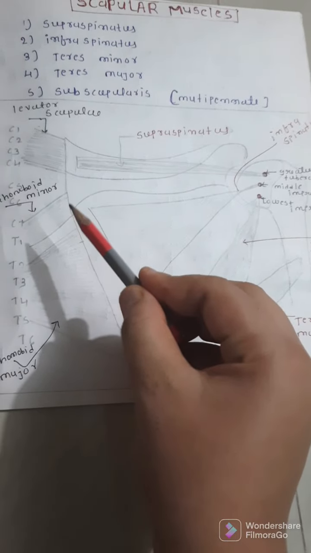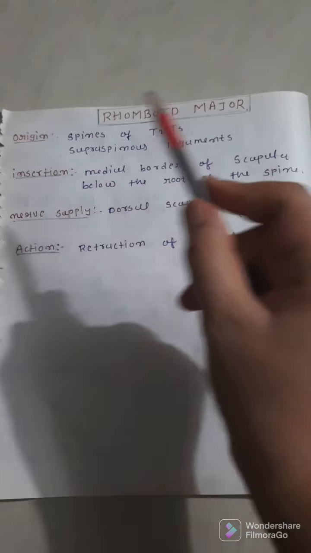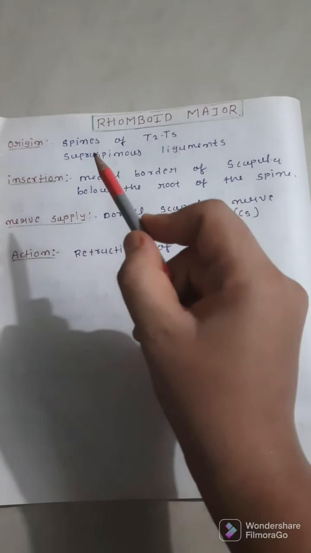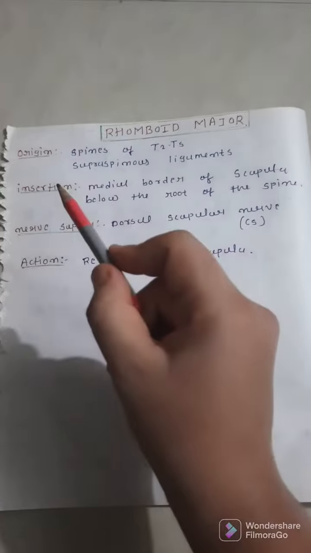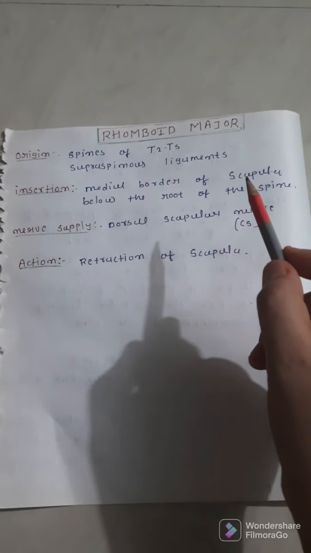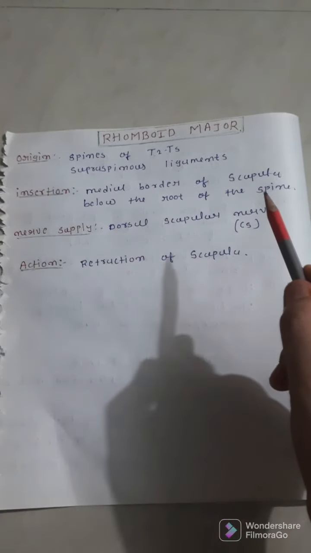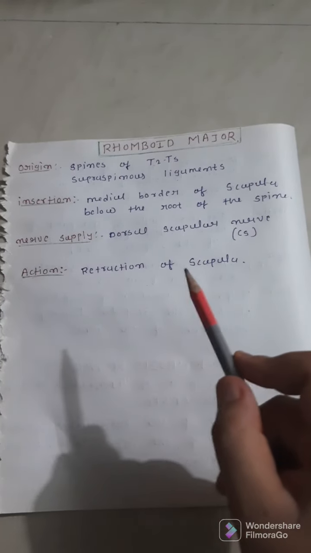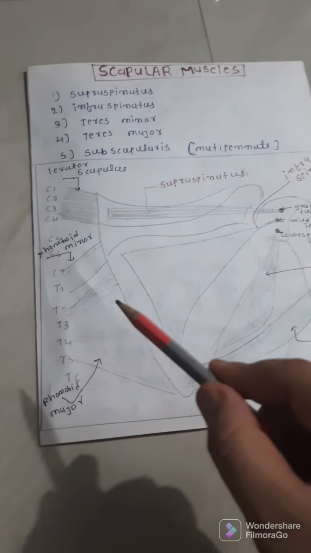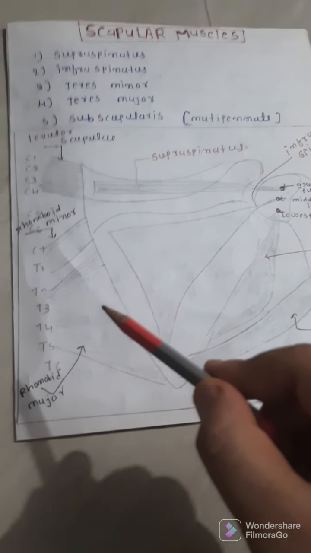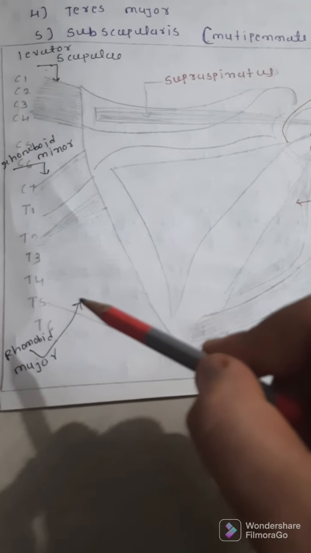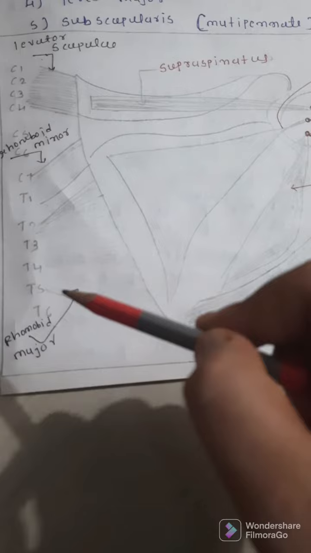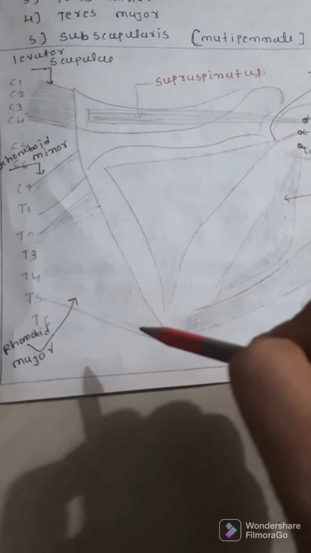Rhomboid major origin, spine of the T2 to T5 and supraspinous ligament. Insertion of the medial border of the scapula below the root of the spine. Nerve supply, dorsal scapular nerve C5. Action, retraction of scapula. We can see here in rhomboid major, origin from the T2, T3, T4 and T5 and insertion of the medial border of the scapula of the spine.